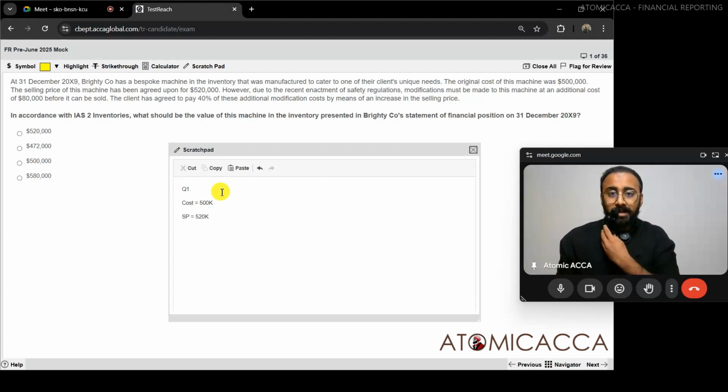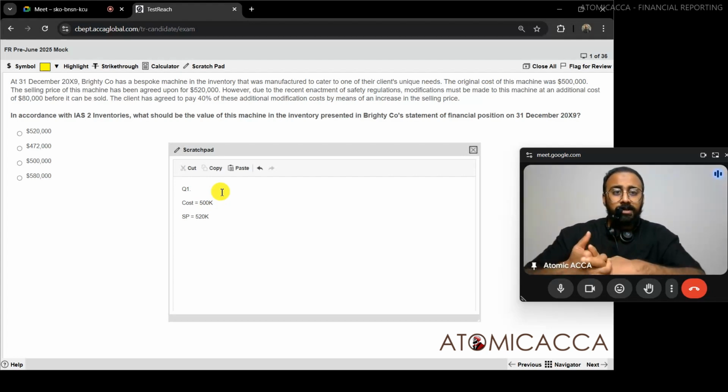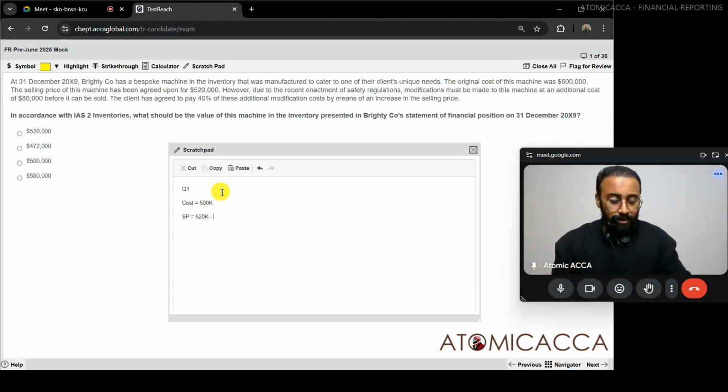However, due to the recent enactment of a safety regulation, modification must be made to this machine at an additional cost of 80,000 before it can be sold. So you'll have minus 80,000. That's like a cost of sale. The client has agreed to pay 40%. So the client will take up 40% of these additional modification costs by means of an increase in the selling price. That means 80,000 into 40% the client will take, so the remaining 60% I will have to take. How much will that be? 80,000 multiplied by 0.6 will be equal to 48,000.